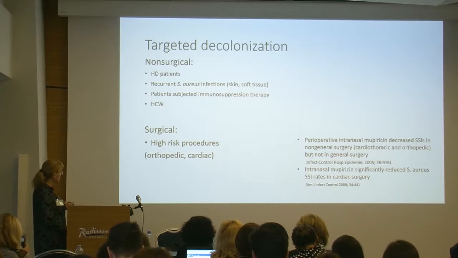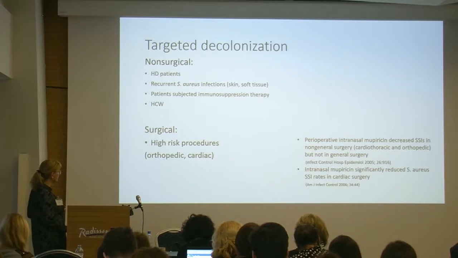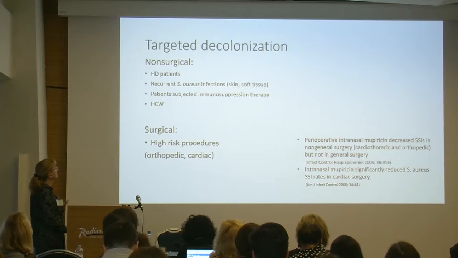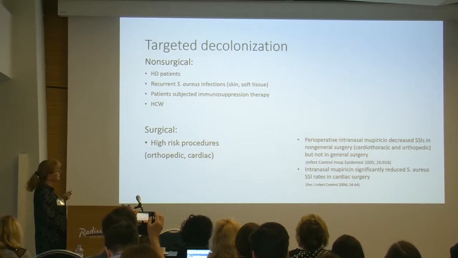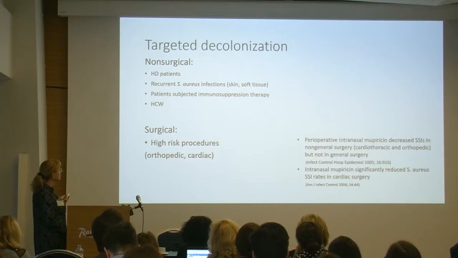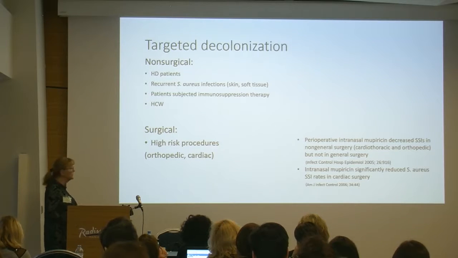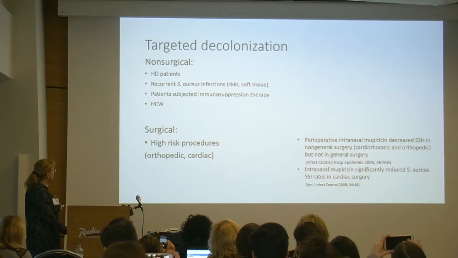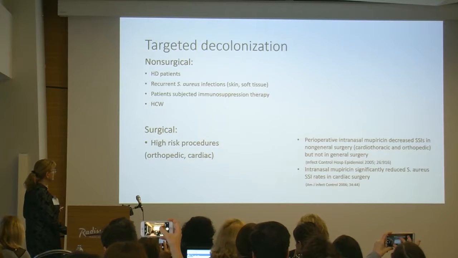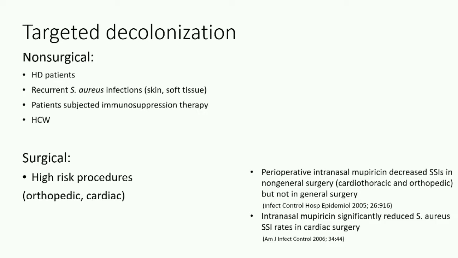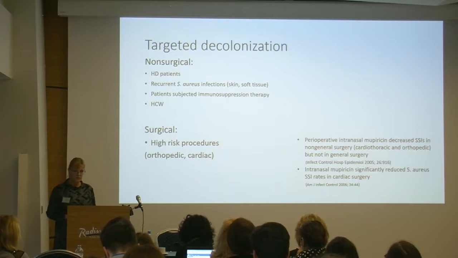We have two possible strategies, non-surgical and surgical. For non-surgical, we decide to do it in patients who are on hemodialysis, who had recurrent infections of skin and soft tissue, like boils or something like that, patients who are subjected to immunosuppression therapy, and sometimes also for healthcare workers. What is the policy in your countries? Do you decolonize all healthcare workers? Do you take swabs in them or not?